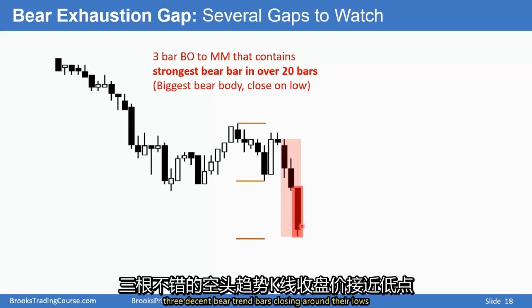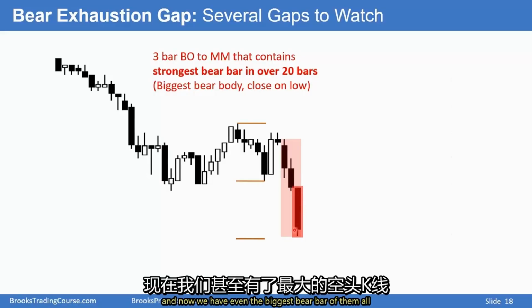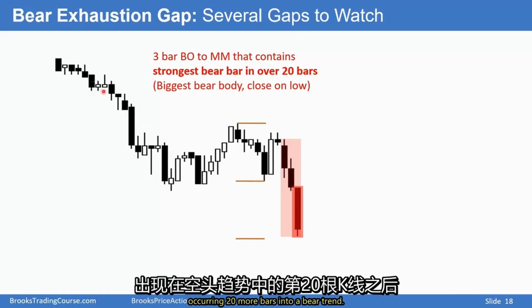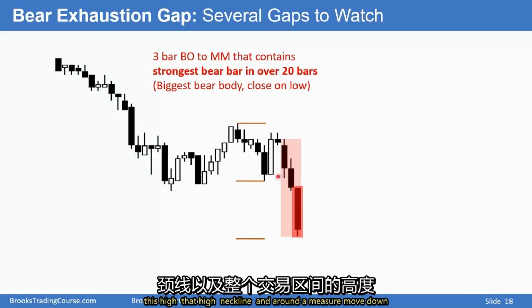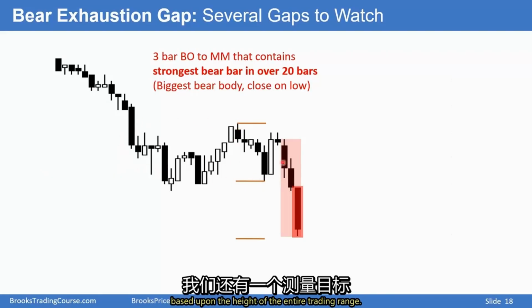Three-bar bear breakout, 3 decent bear trend bars closing around their lows, and now we have even the biggest bear bar of them all occurring 20 more bars into a bear trend. We're also at a measured move target based upon this double top, this high, that high, neckline, and around a measured move down based upon the height of the entire trading range.